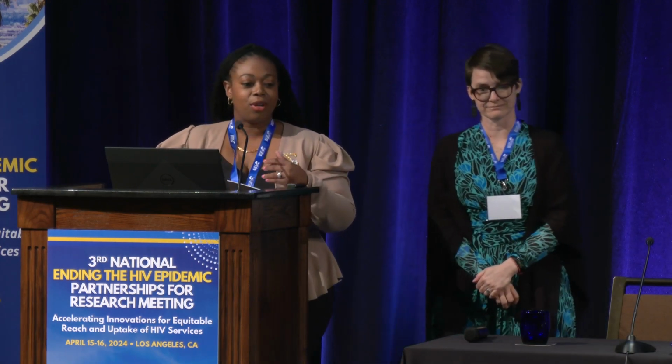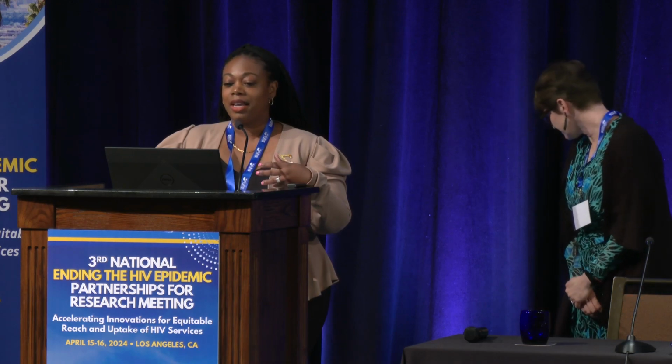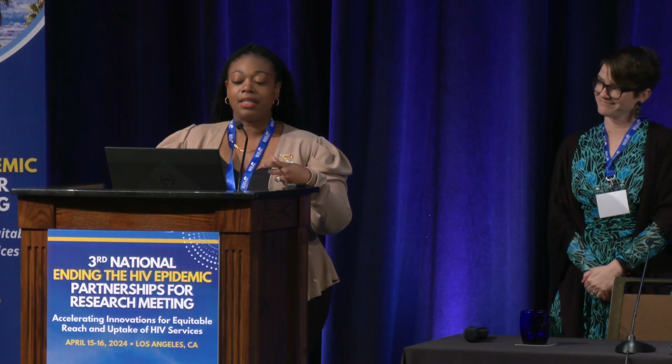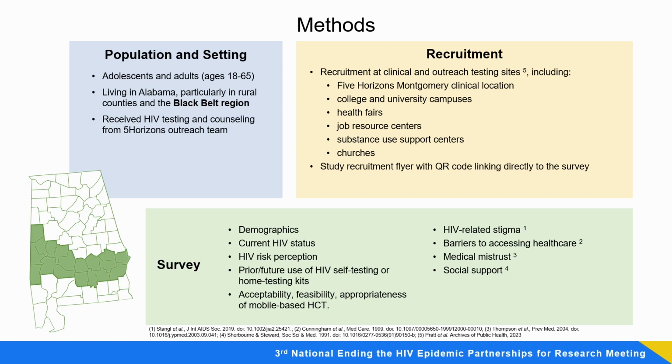So as a community-based organization, how were we able to implement this study? Our population and setting consisted of adolescents and adults ranging from 18 years to 65, those living in Alabama, obviously, particularly in rural counties called the Black Belt region that you can see there on the map. And recruitment took place in our clinical setting at Five Horizons, but also at college and university campuses, health fairs, job resource centers, substance use support centers, churches also, and also through our recruitment flyer that featured a QR code that allowed easy access to the survey.